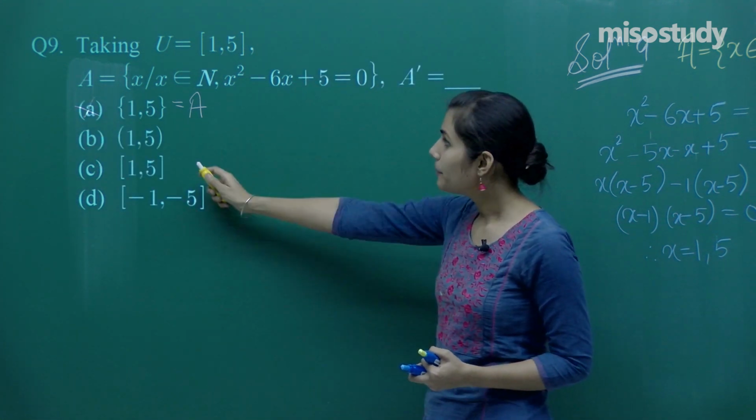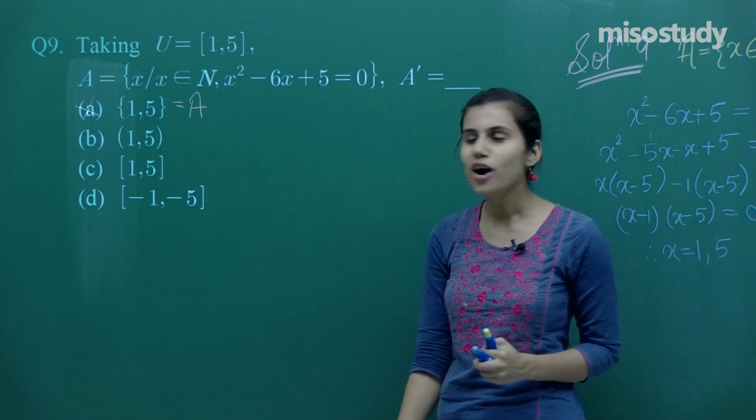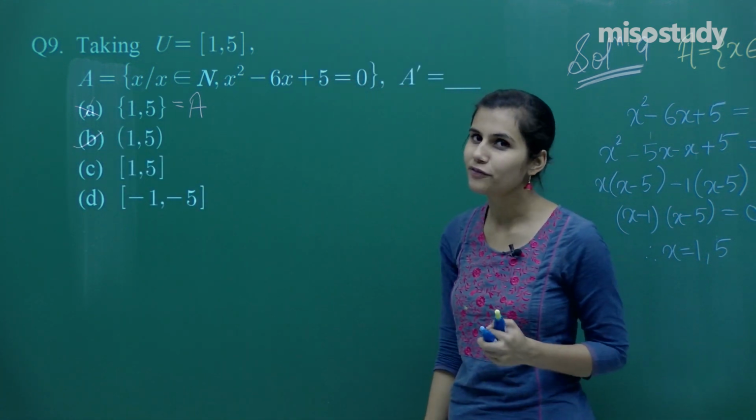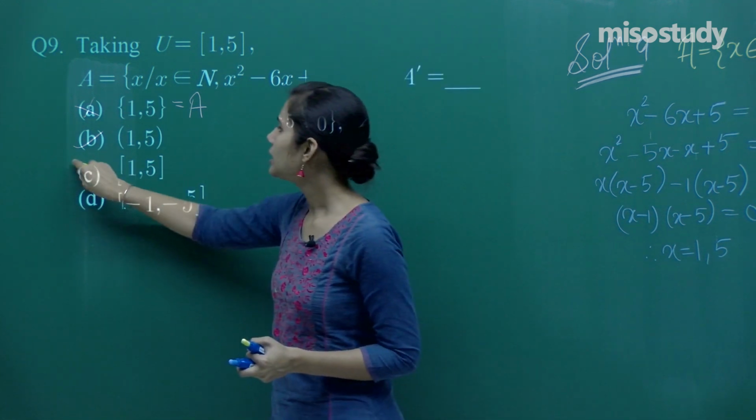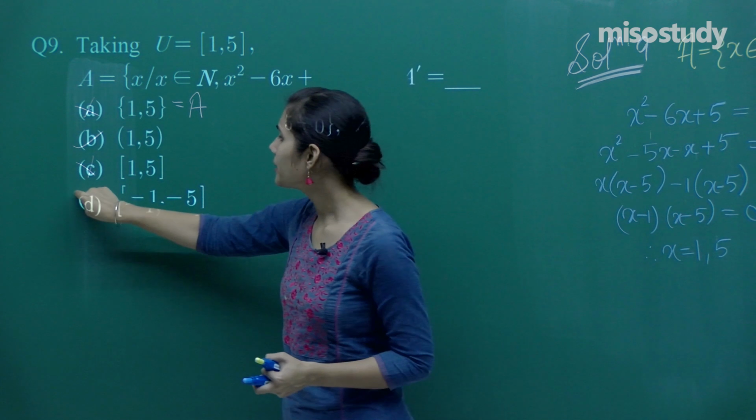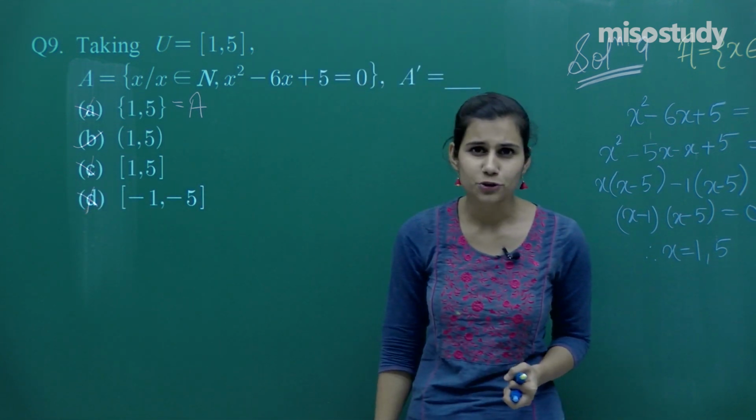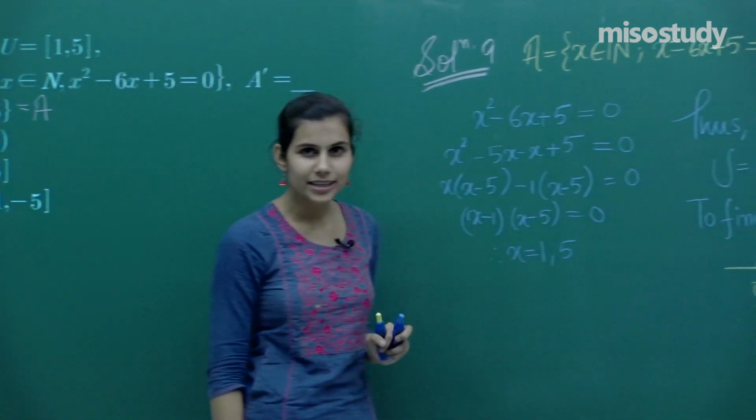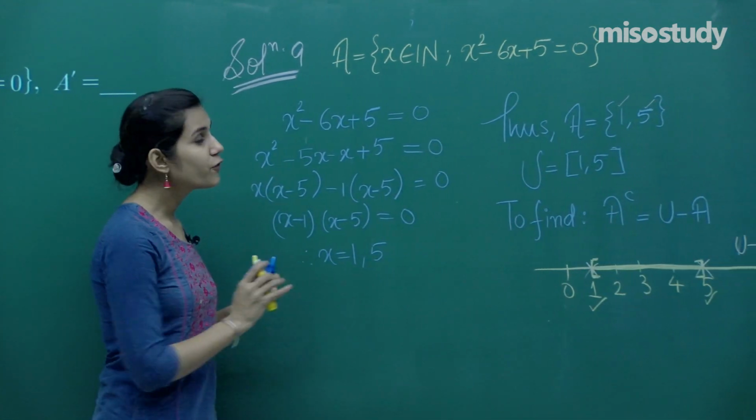Option B gives me what I want, because yes, A complement is definitely (1, 5), the closed interval [1, 5]. Well, this was the universal set, and option D is definitely not in the picture. And therefore, this is where I end question number 9. Note this down with full understanding.